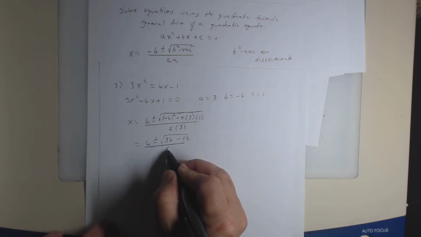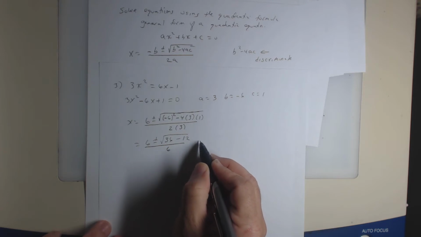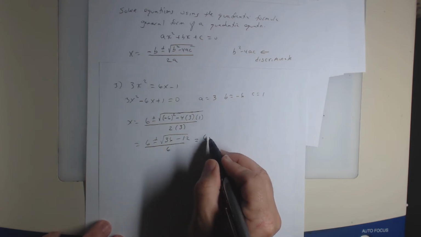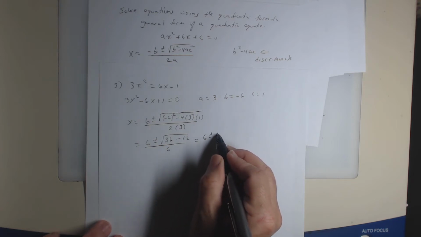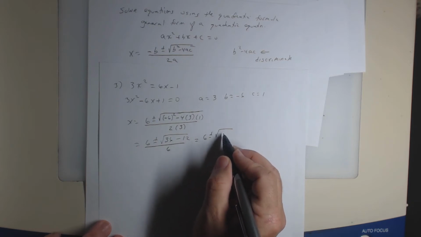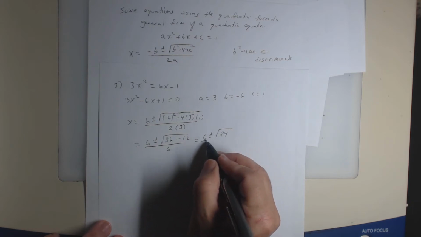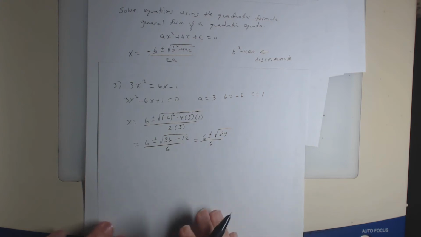All over 6. Equal 6 plus or minus the square root of, what's 36 minus 12? 24. All over 6. All right, so that's where I'm at. Now, you've got to ask yourself, first of all, is 24 a perfect square? No. Is there a perfect square other than 1 that goes into 24?